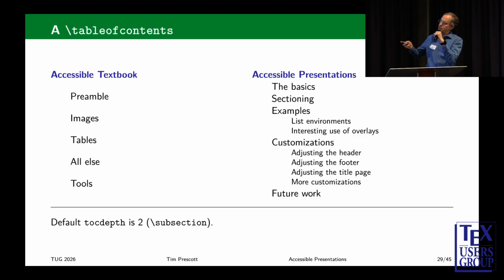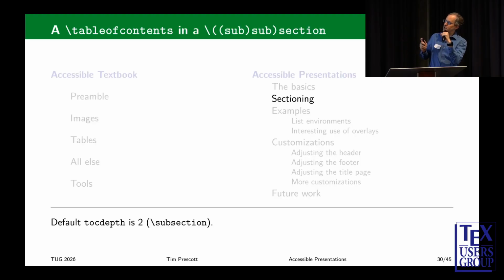The default is just going through subsection, so I've actually increased this to sub-subsection. If I use my table of contents within a section, that section remains and everything else is grayed out. It is very faintly there. I'm not sure if you can see that.